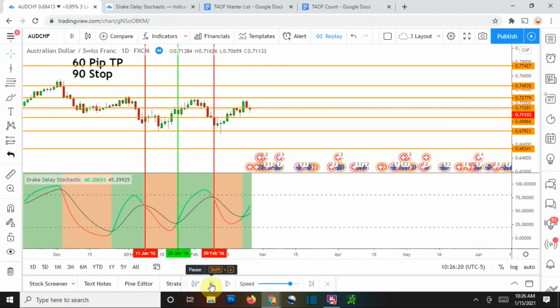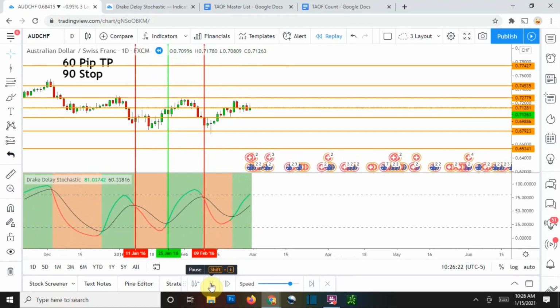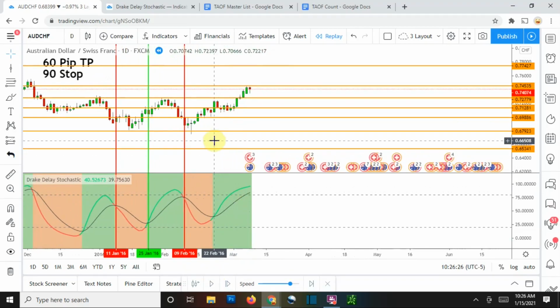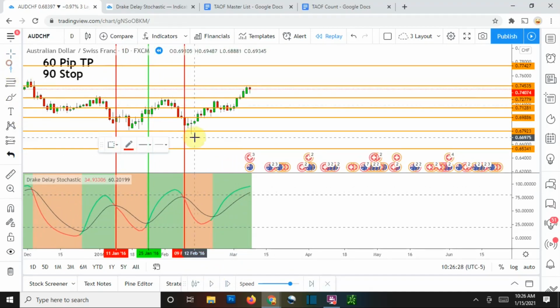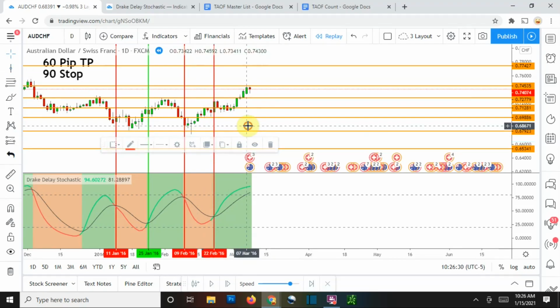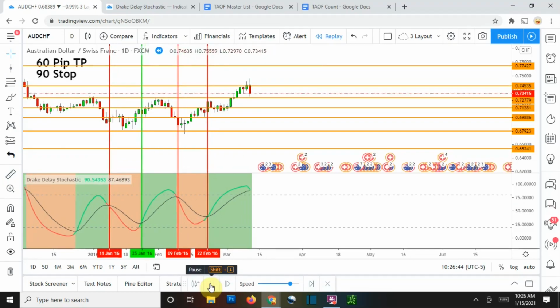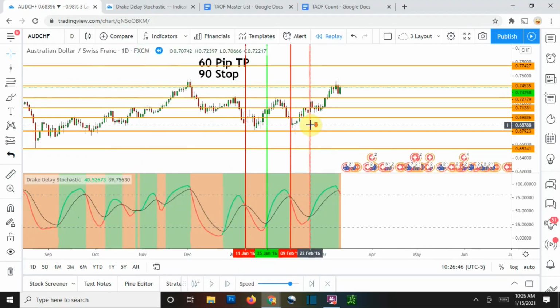Keep on moving along here. There is a long signal there. Play it out a little bit more just to see what it does. Looks like we may have gotten ourselves stopped out. Right, yep. 163 pips down there before it then continued in our favor. And again, that is unfortunate when that happens.